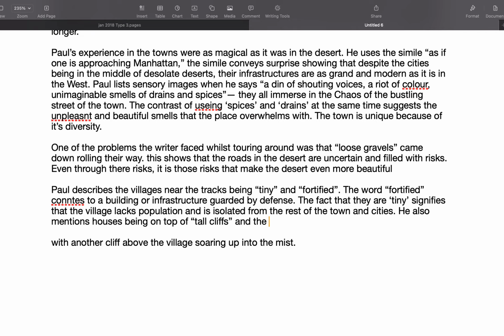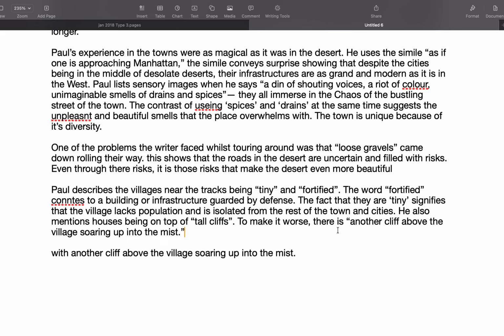And the writer, and why doesn't my mouse work? Hello, there you go. And the writer, or you can say, to make it worse, there is another cliff. That's what we're gonna do. It looks so brilliant, doesn't it?